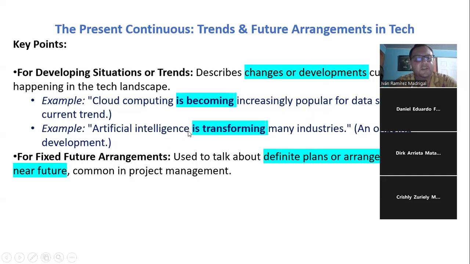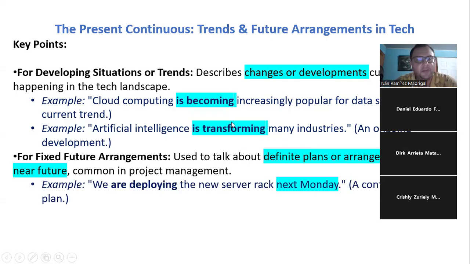If I say artificial intelligence transforms many industries, what evidence do I have of that? If you have your evidence, if you can back it up, it could be simple present. But at the moment, we don't have that data to process it. So it's transforming, yes. Possibly with time, it's going to be all of them. But yes, it's a process.